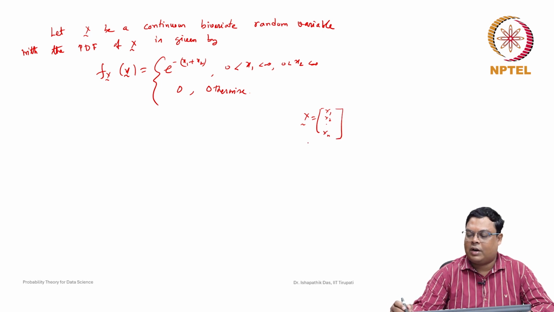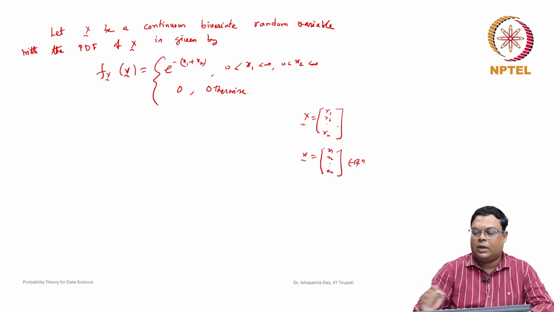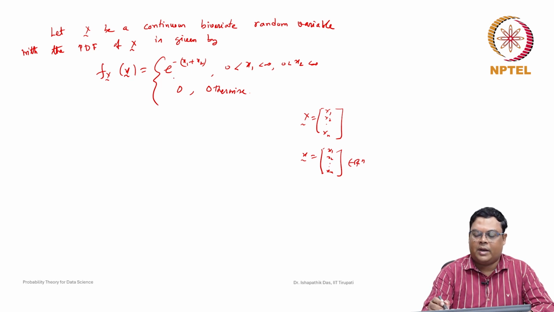Capital X1, X2 for random variable, and small x tilde is small x1, x2, ..., xn. This is a real number, and this is actually a function from S to Rn. So this is the notation we are following. That's why whenever we write x tilde, it contains x1 and x2, because it is a bivariate random variable. So this is the density function.